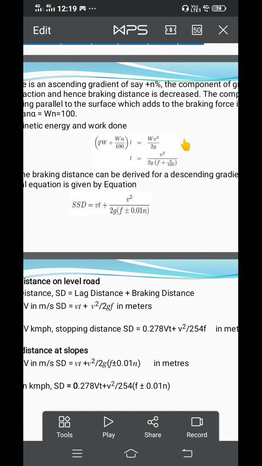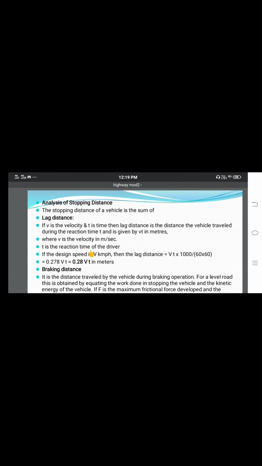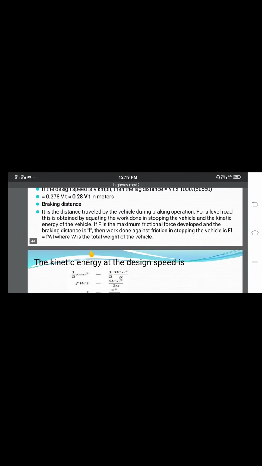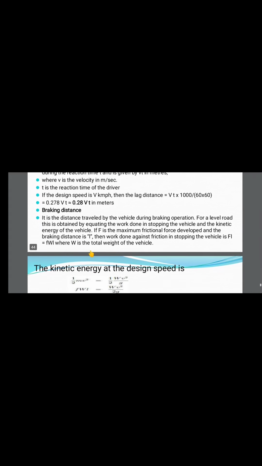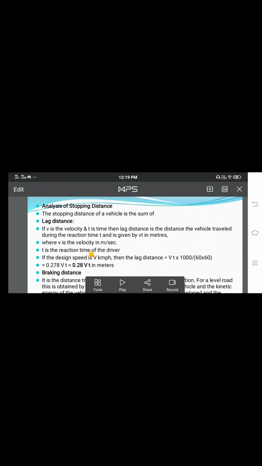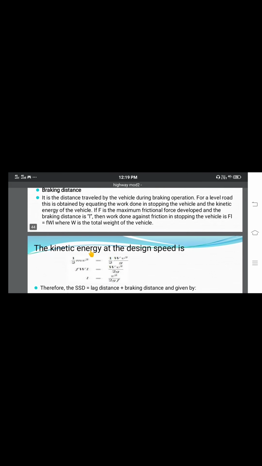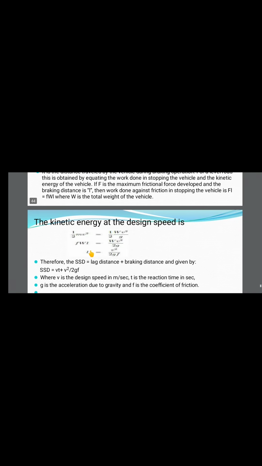Continuation of the video lecture from the previous one, that is the derivation of the stopping sight distance. What we got, I think you are clear with this one: lag distance and braking distance. The total stopping sight distance is equal to the lag distance plus the braking distance, correct?